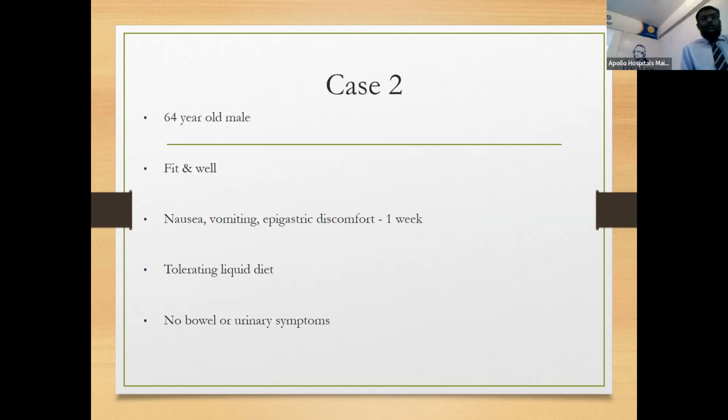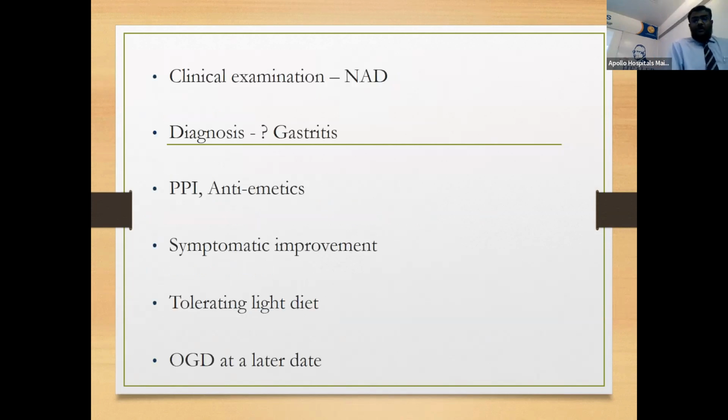So we'll move on to the next case. This is a 64-year-old lady. Again, this lady is also quite fit and well. She presented with nausea, vomiting, and upper abdominal discomfort for about a week. She was tolerating liquid diet okay. She didn't have any bowel or urinary symptoms. Clinical examination was normal. Diagnosis, possibly gastritis. This is the initial diagnosis, even before she gets to the hospital.